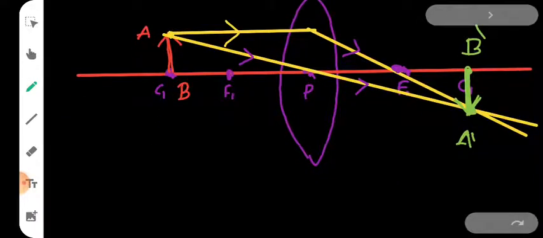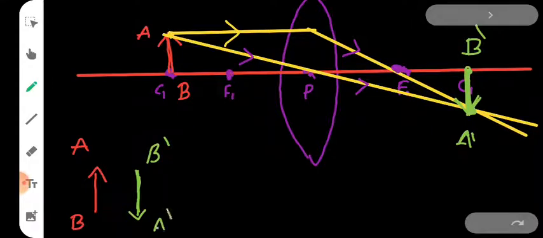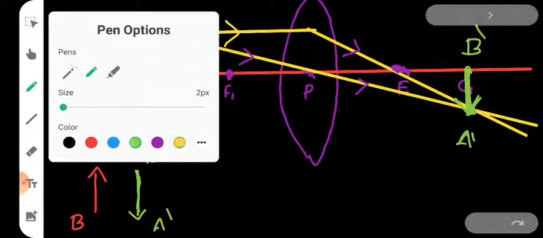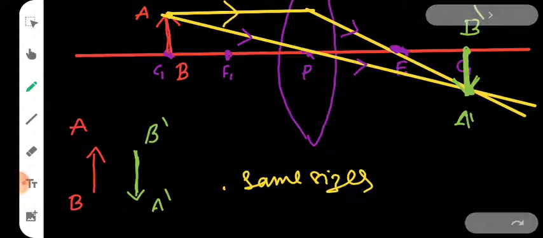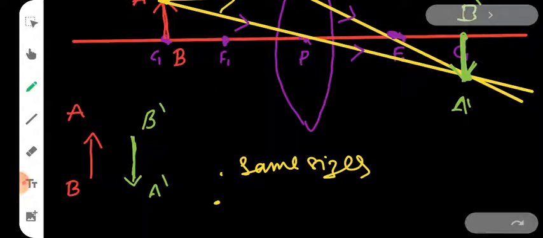Drawing these A prime, B prime side by side, let me show you how they look. So if this was your AB, this must be your A prime, B prime. Comparing the sizes, what could you say about the sizes? They are both the same size. Okay, same size. What about the orientation? Obviously the image is inverted.